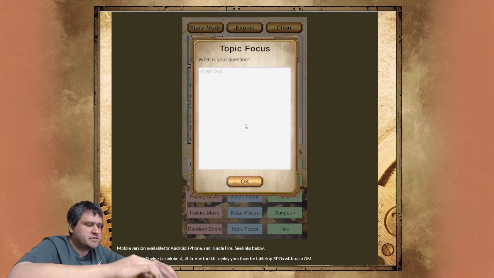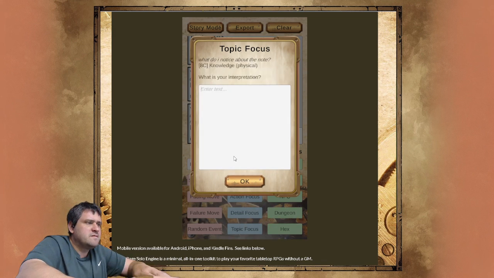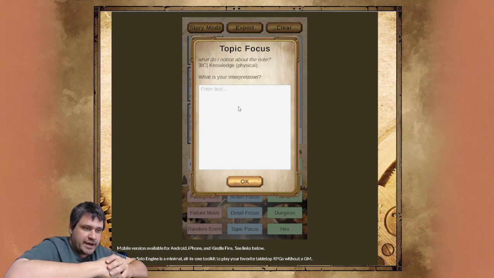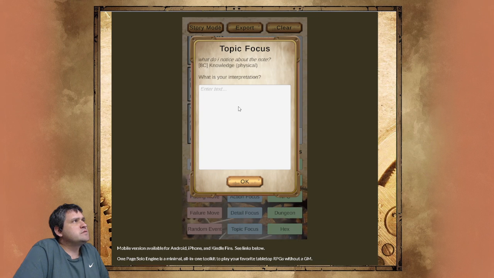Okay, what is the note about? What do I notice about the note? The letter, I should say, or note or letter. Knowledge. It has to do with, if I understand what it's writing, it's in English. It is just a note or a memoir maybe. It's knowledge. So perhaps it is a route. Oh, it's a map.